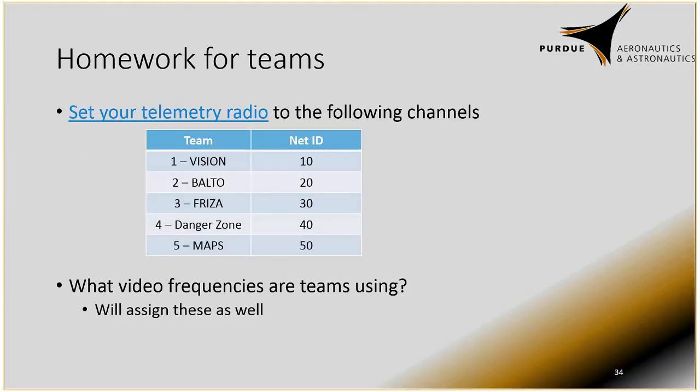So homework for the teams, please set your telemetry radios, that net ID, to the following channels. It's just 10, 20, 30, 40, 50. Nothing hard, it should only take a couple of minutes, but it should eliminate some of the problems we had last year with fly off. I'd also like to hear what the teams are doing video frequency wise, as far as live feedback, making sure we don't have any interference the day of the flights either. That should be even easier to remedy than the telemetry radio channels.